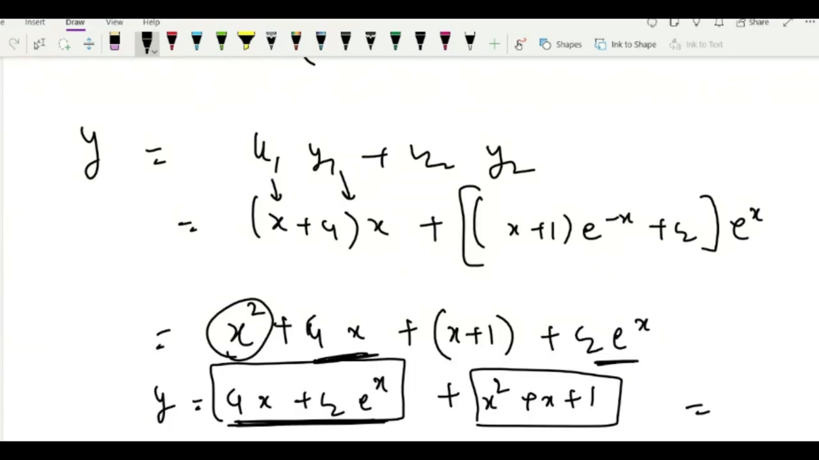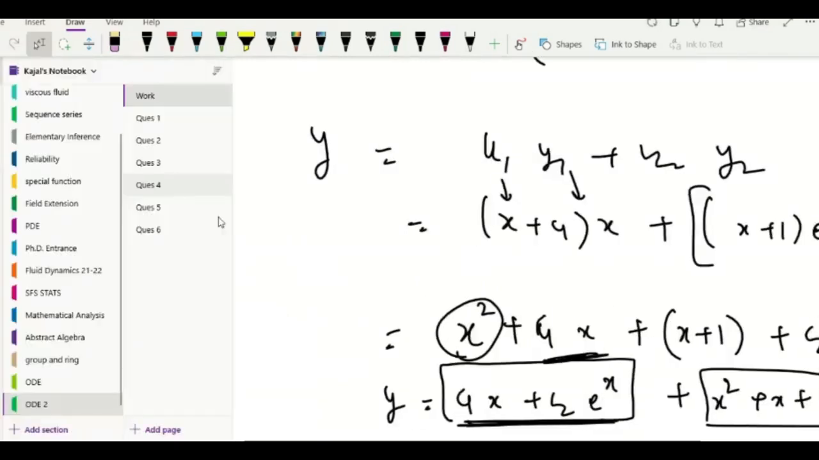You just need to know what the CF is first. If you know the CF, then you can find the solution by using the method of variation of parameter. So let's have some previous year questions. Any doubt? Anyone?